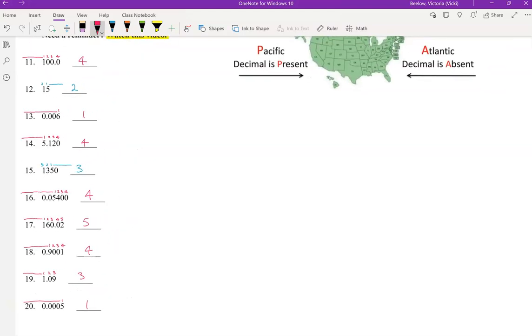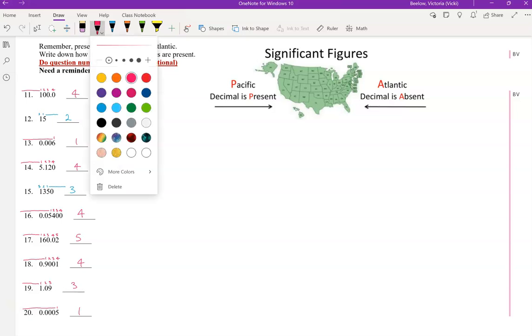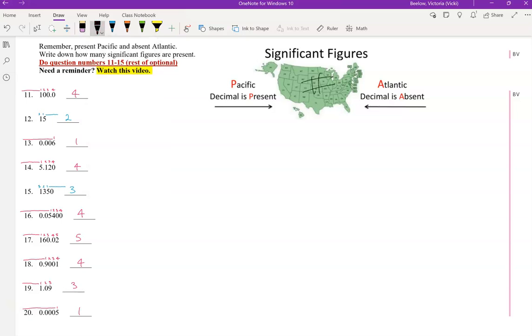So that's an easy way to count significant figures: remember Pacific present. The United States is representing the number that you're looking at. If a decimal is present, you're going to approach from the left-hand side, and you start at the first number that is not a 0, and you count that as significant and everything after it as significant. Versus if there is no decimal present, you're going to start from the right-hand side when approaching that number, and again, start counting at the first number that you come across that's not a 0, and everything after that as significant.